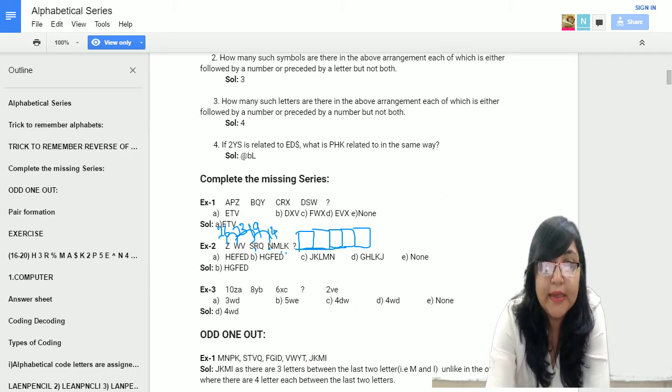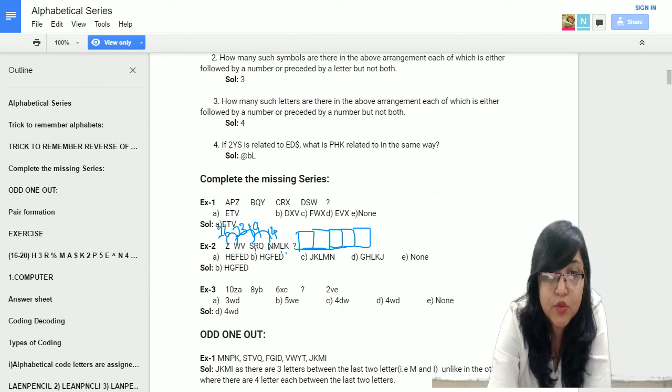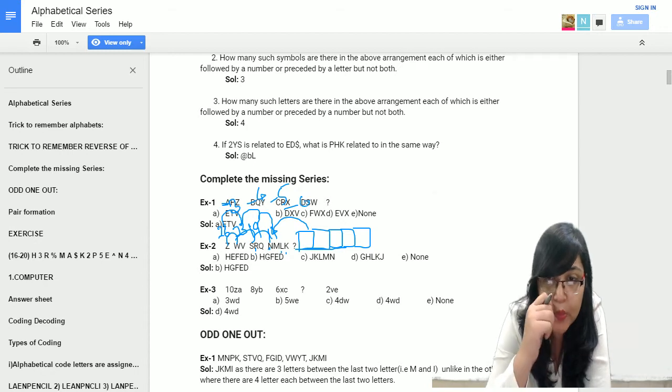Let us see the difference between them. 26 minus 23 is 3, so it is minus 3. 23 minus 19 is minus 4. Next, 19 minus 5 is 14. So you see there is a pattern over here: minus 3, minus 4, minus 5. So what would be over here? Minus 6. Clear with this? So N is 14, and 14 minus 6 would be 8.